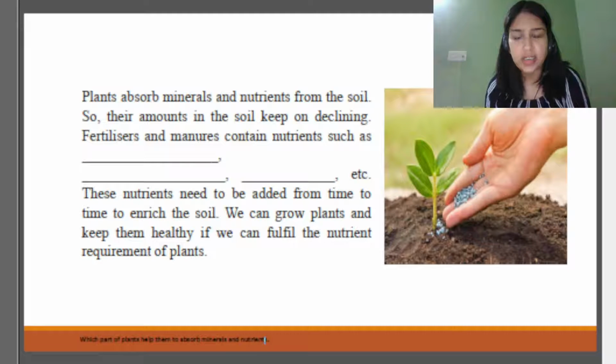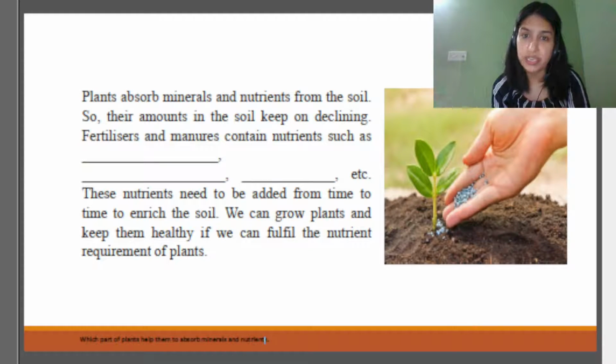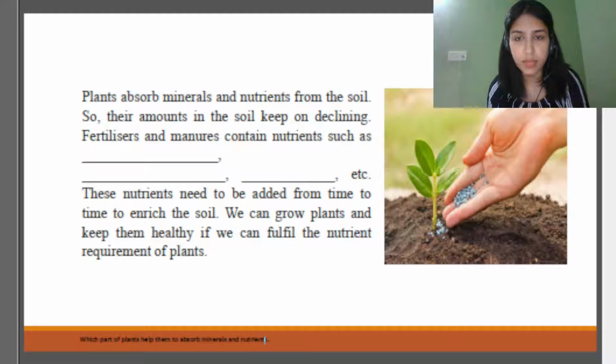So the fertilizers and the manures have the nutrients that are nitrogen, phosphorus, and potassium. Basically, we call it NPK. We also check the NPK value of the soil to check the amount of nutrients a type of soil is having. That is done in the laboratory in higher classes also. So when we say that fertilizers and manures are added in the soil, the nutrients that are being added with it are nitrogen, phosphorus, and potassium. N for nitrogen, P for phosphorus, and K for potassium.